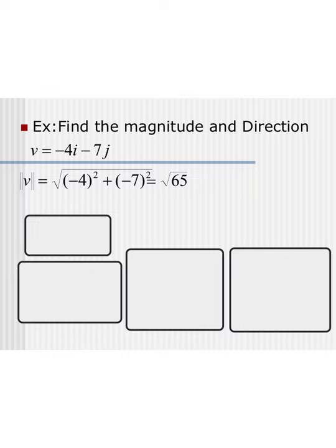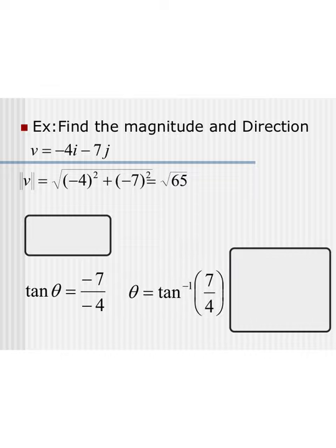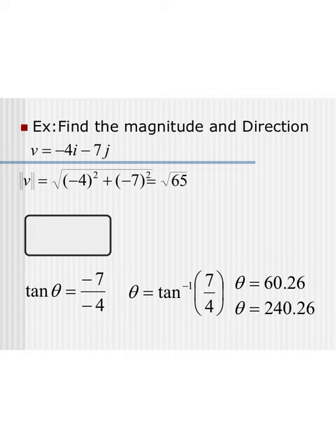To find our direction, again, we have the tangent of theta is equal to y over x. I'm going to go ahead and plug those in, and we get the tangent of theta is equal to negative 7 over negative 4. To finish solving for an angle, we take the tangent inverse of both sides. And once again, we have to be careful here because our calculator is going to give us an answer of 60.26. If I go ahead and graph my point, negative 4, negative 7, it's going to end up being in my third quadrant, whereas 60.26 is in my first quadrant.